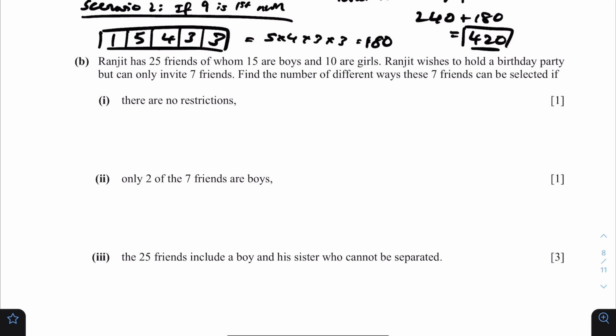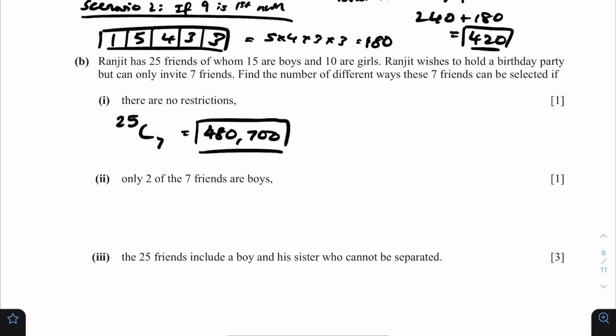In this case, we're going to use combinations because it doesn't really matter the order in which he picks them, as long as he picks them. So that's why it's going to be 25C7. And let's just put that into the calculator to find out what the value of 25C7 is, and therefore the number of combinations. So there are a lot for this one. This is 480,700 different combinations.